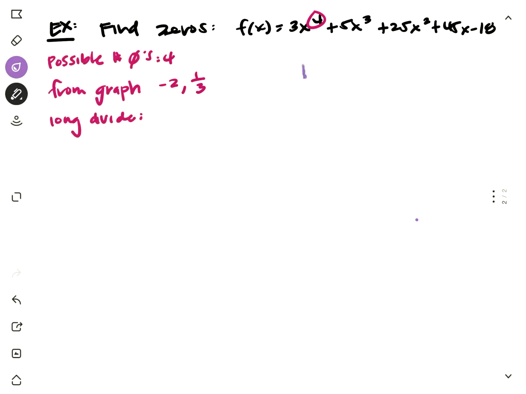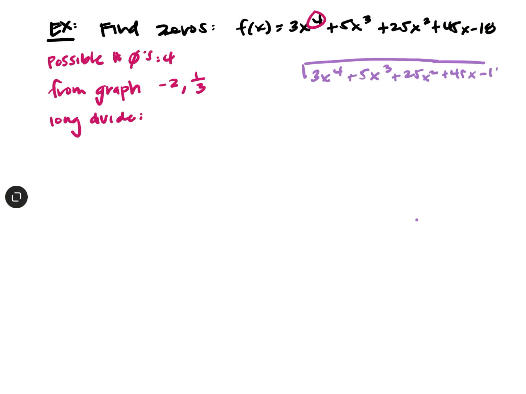and make the rest a little bit easier, hopefully. So 3x^4, 5x cubed, 25x squared, 45x minus 18.